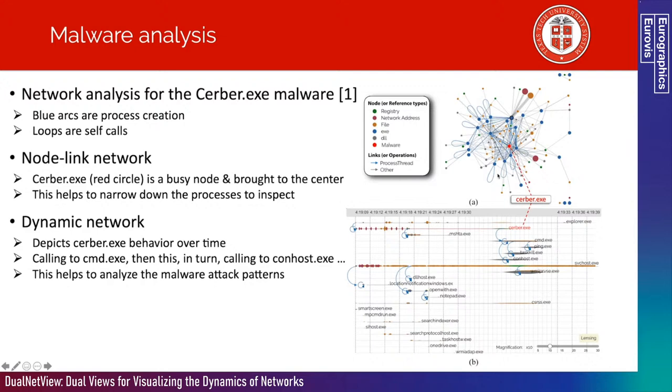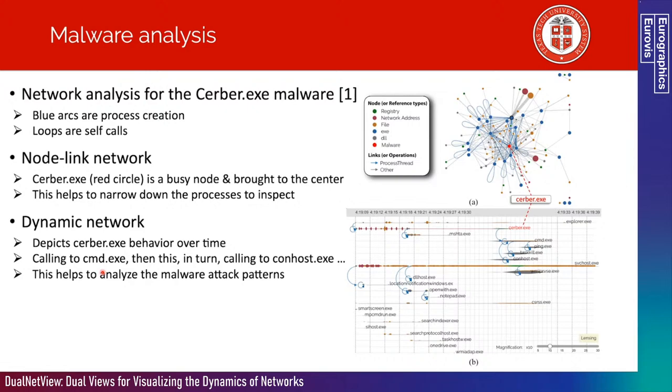In dynamic networks, it depicts CyberXA behavior over time. For instance, at this time, it called cmd.xa, and cmd.xa in turn called several other processes like ping, task queue, and callhost.xa as well. All in all, the dual view approach helped to analyze this malware very well. The node-link network helped us to investigate related nodes, and on the other hand, the dynamic network helped us to discover attack patterns of the malware.